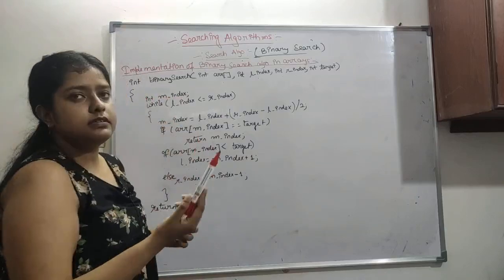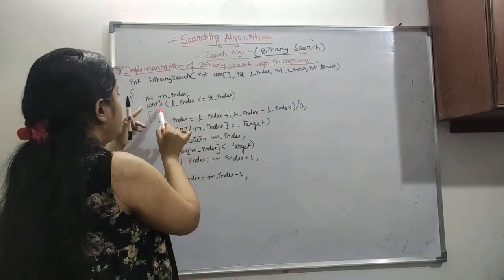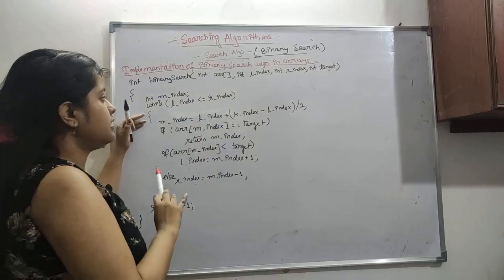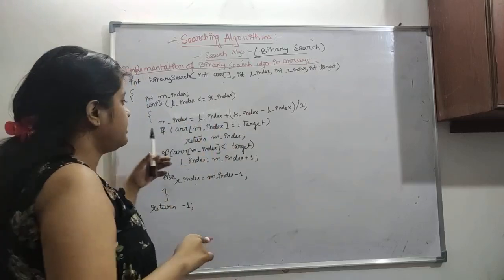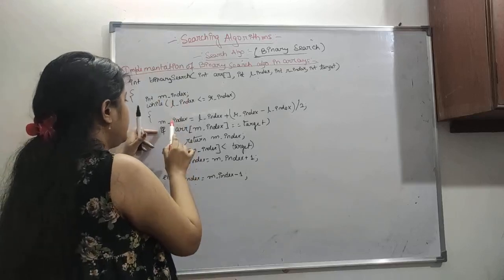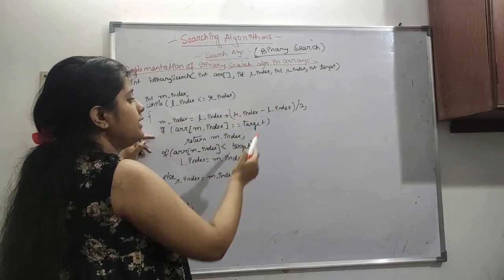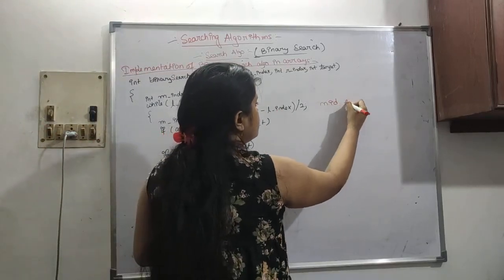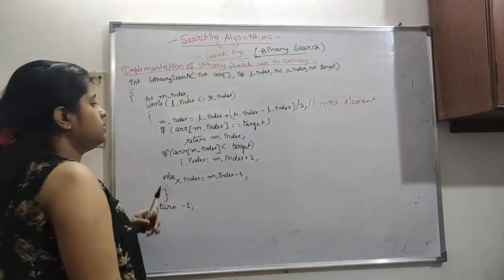Int m index is just a variable to find the middle element. While L index is less than or equal to R index, the left index is always less than or equal to the R index. Then only will we go inside the loop. So m index is equal to L index plus (R index minus L index) by 2. This is basically finding the mid element.